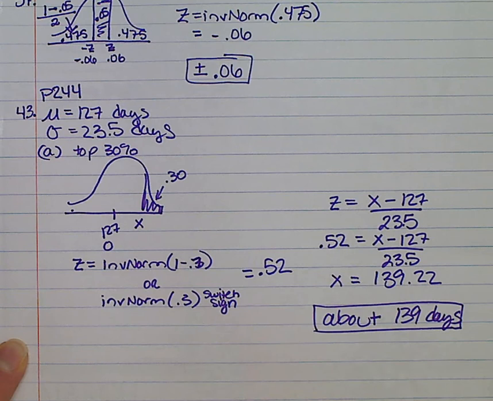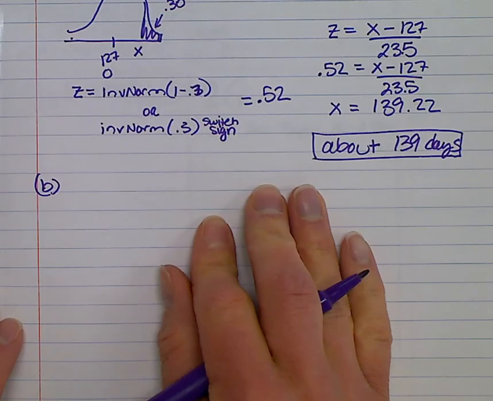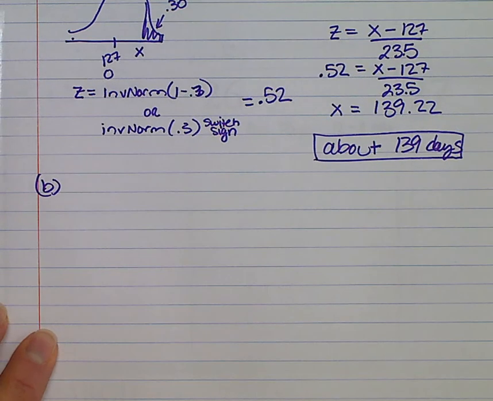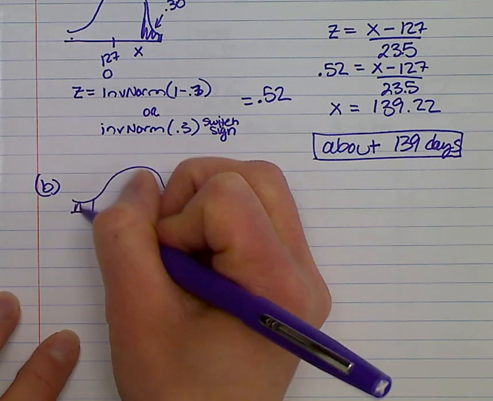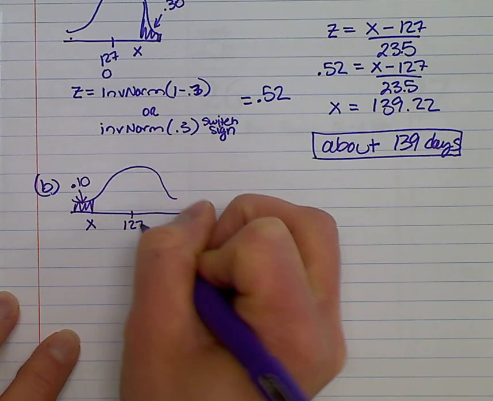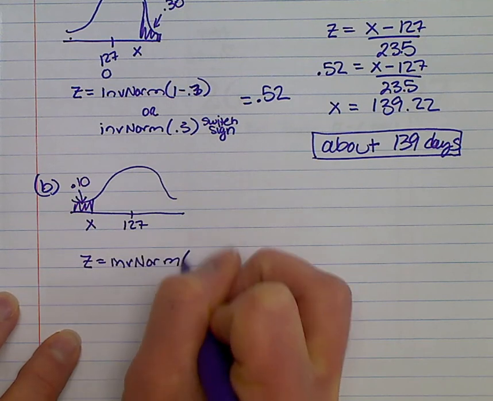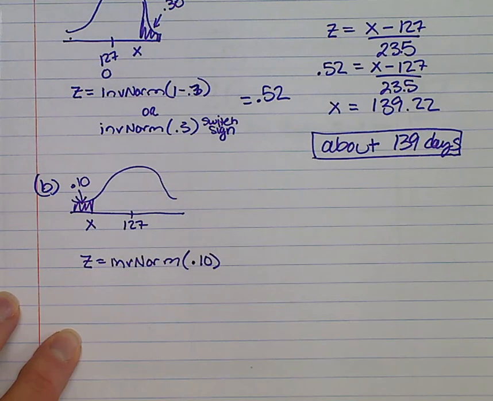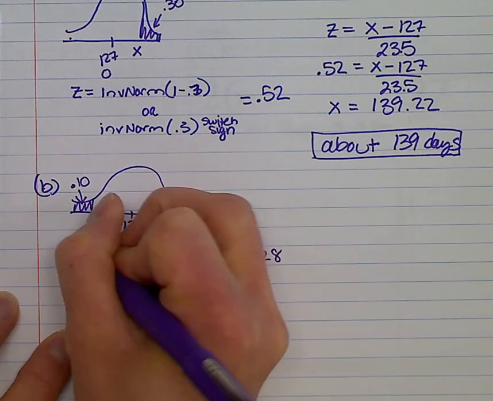Okay, in part B, we have the same mean, same standard deviation. It just says, what is the longest time spent waiting for a heart that would still place a patient in the bottom 10%? So the bottom is down here, 10% is in our tail. We're going to go through the same processes, except for this time, z-score is a little bit easier to find because we have the bottom percentage. So we just do the inverse norm of 10%. The z-score that we get is negative 1.28.